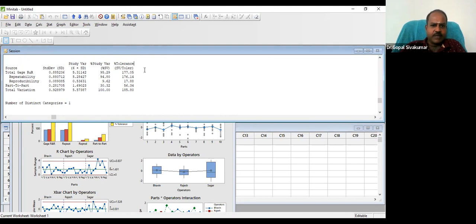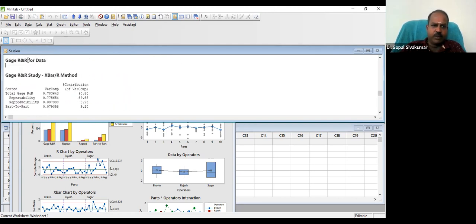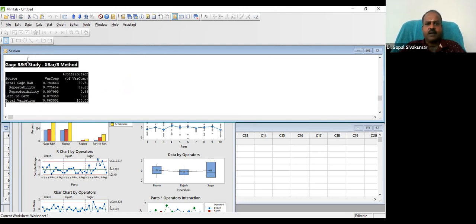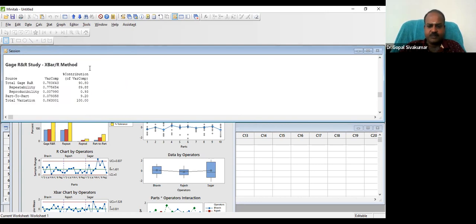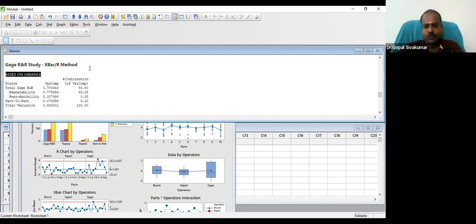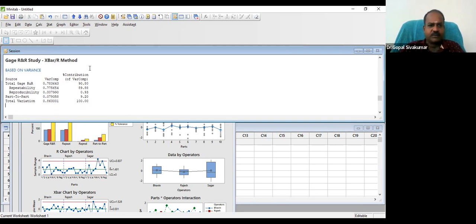Anyway, the gauge R&R we can calculate with respect to the tolerance, and we can also calculate it with respect to the variation in the data. Do all of you understand? There are two tables. The first table I already explained earlier. This table is based on variance or standard deviation. Variation, variance, because variation can represent both.